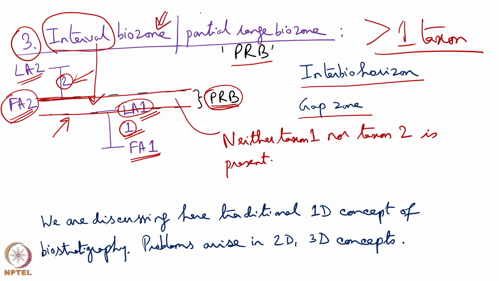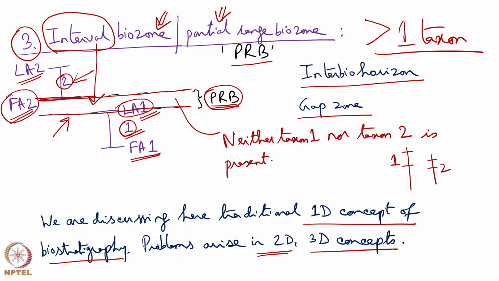However, these two are most commonly used in stratigraphy. As you can see here, we are discussing the traditional 1D concept of biostratigraphy. 1D, a line is one dimensional, as if on a vertical section, whatever we are seeing, we are trying to define the biostratigraphy. But what about the 2 dimensional and the 3 dimensional concept? There, these definitions, whatever I have said and whatever I am going to say, will be difficult to follow.